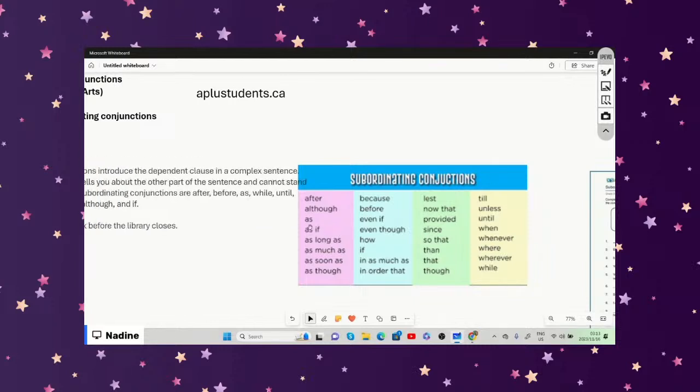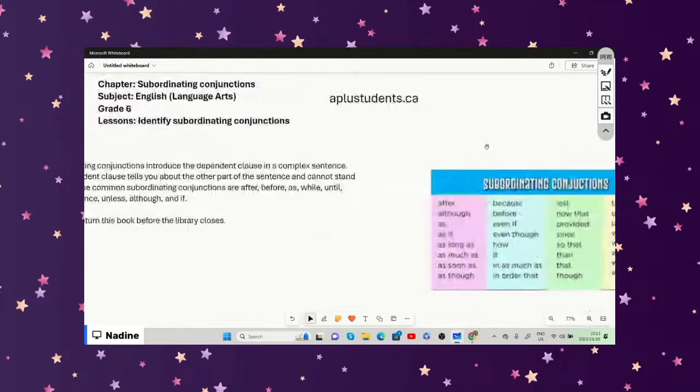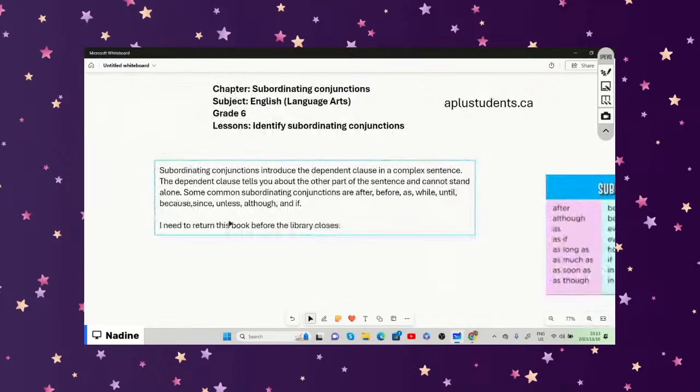But the most common ones, right, are after, before, as, while, until, because, since, unless, although, and if. Those are the most common subordinating conjunctions. And we said subordinating conjunctions introduce the dependent clause within a complex sentence.